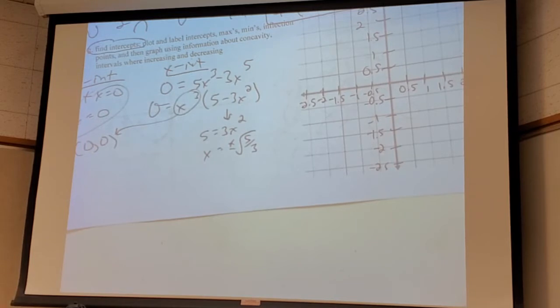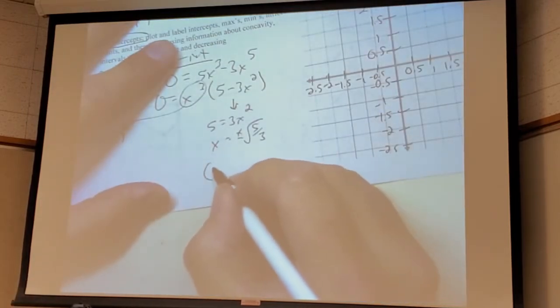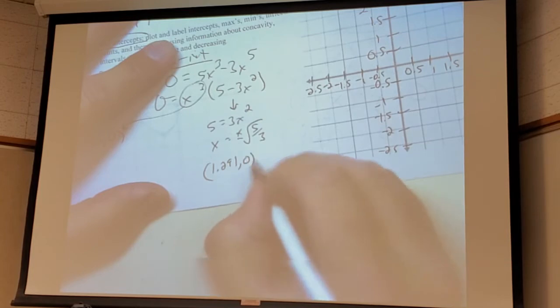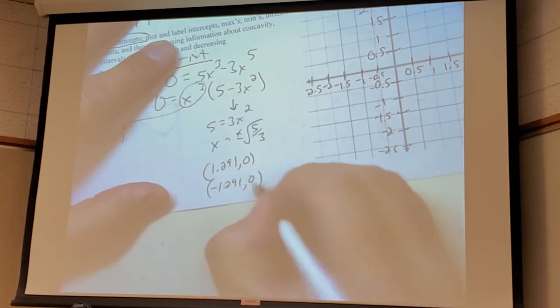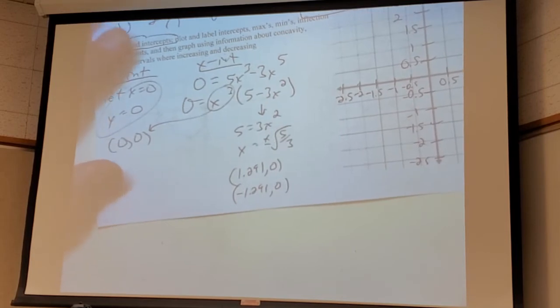Now, we're doing this by hand, correct? So forget the square root of 5 over 3. What is that? Somebody help me out. 1.291. All right. So I got 1.2910 and negative 1.2910. Those are my x-intercepts, yes? And then I got 0, 0.